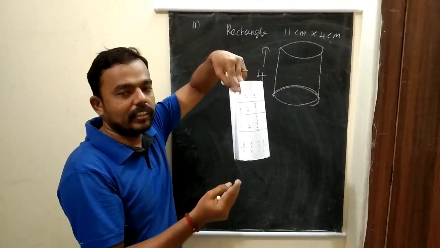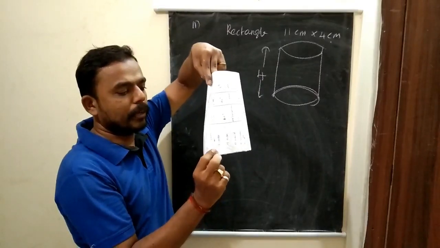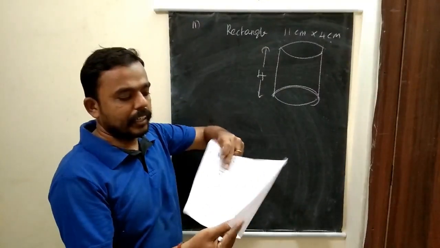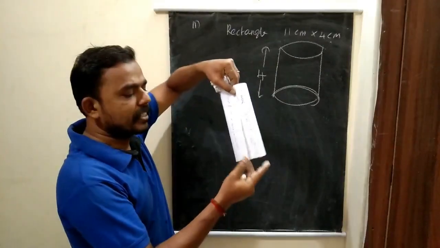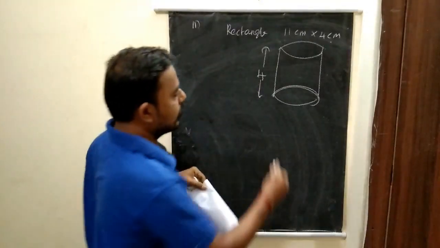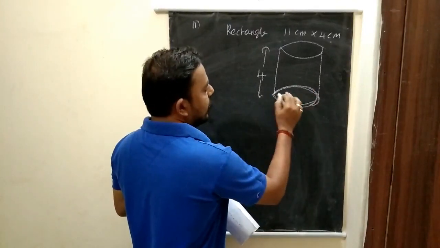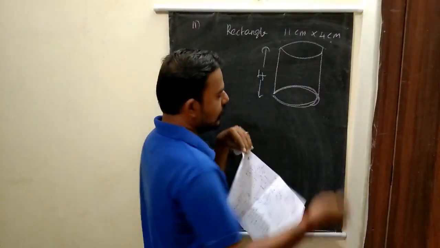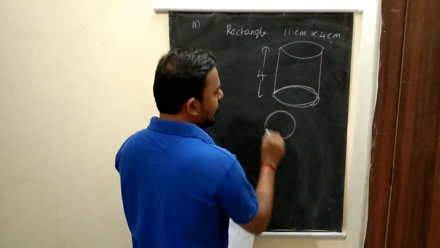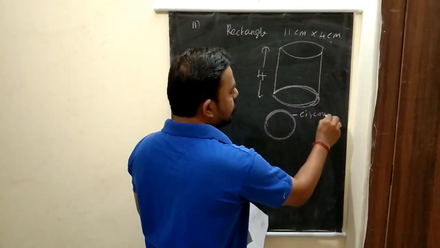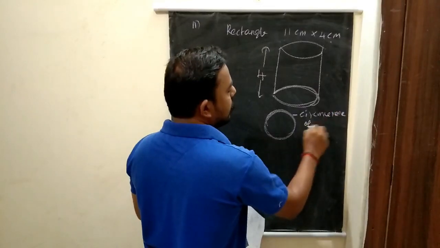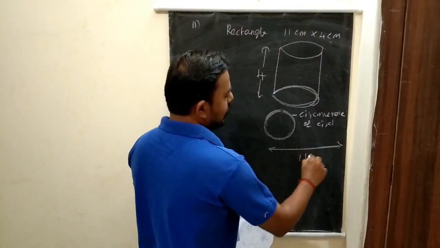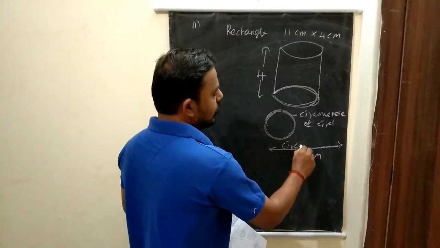Already we studied the formulas. Suppose I cut this thing. So this is a straight line. In the cylindrical form, this straight line is in the circle form. So this is the circle. We are going to cut somewhere. This is the cutting point. Suppose I am going to open this. So what happened? This length is nothing but the circumference of the circle. This length is given as 11 centimeter. So this is the circumference.